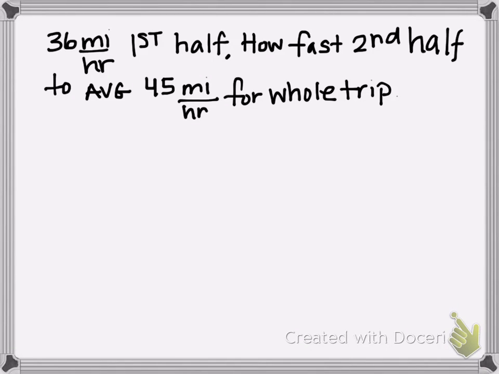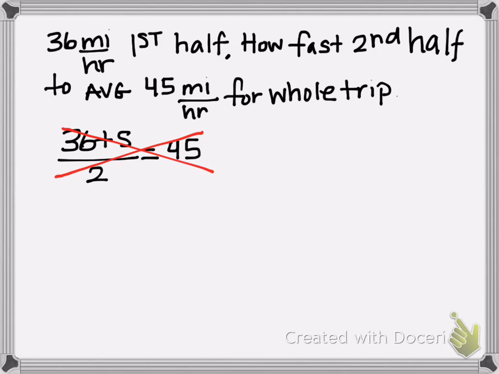Here's the problem: we're going 36 miles per hour for the first half of the trip, how fast for the second half to average 45 miles per hour for the whole trip? Now, you may have already seen, or we may have already gone over, that we can't simply average the speeds in order to get the average speed, which sounds a bit contradictory. We can't average the speeds to get the average speed.